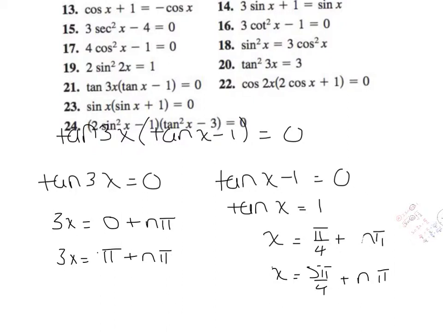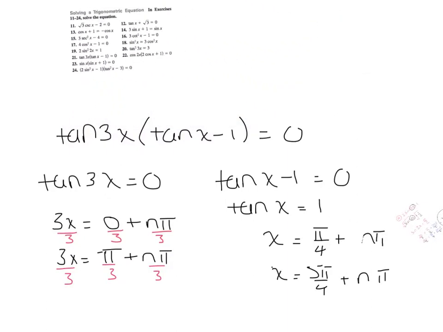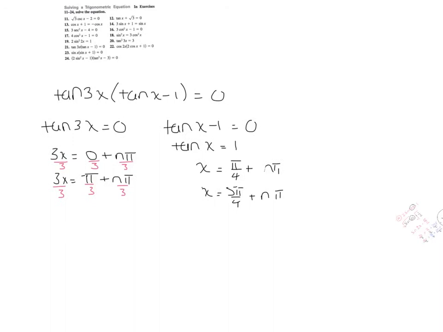And so now I have to just take that multiple angle into effect. So how do I get rid of 3x? I divide everything by 3. So the solution here is going to be x equals 0. Okay, so 0 divided by 3 is 0 plus n pi over 3. And our next solution is pi over 3 plus n pi over 3.